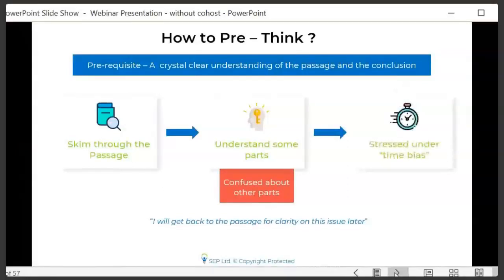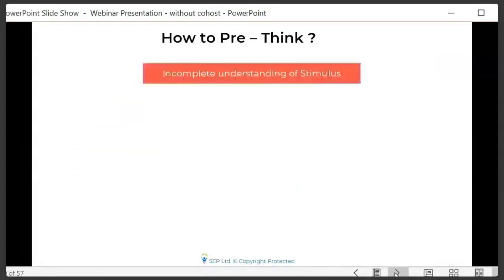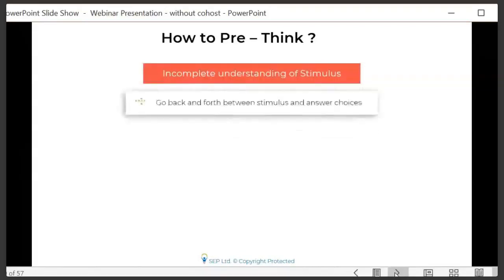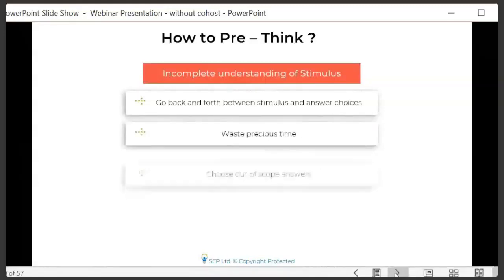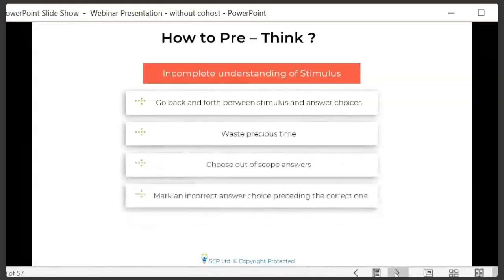They know they have to quickly complete solving the questions. So then what happens next is they start marking answers in a certain manner. Because of the incomplete understanding of the stimulus, students go back and forth between the stimulus and the answer choices. And I'm sure many of you will identify with this. They waste time because of this. They choose out of scope answers, or they mark incorrect answer choices preceding the correct one.